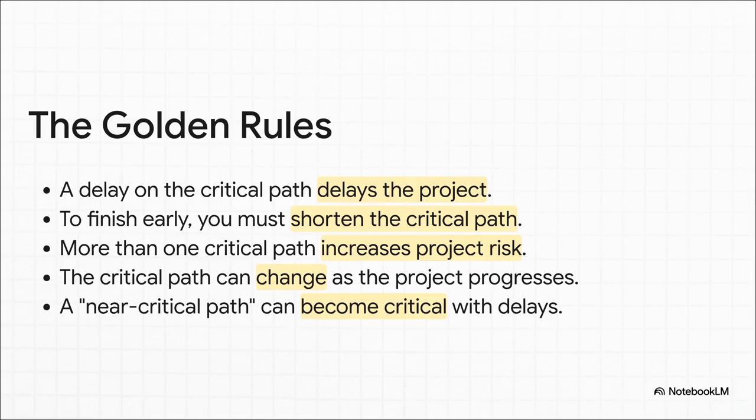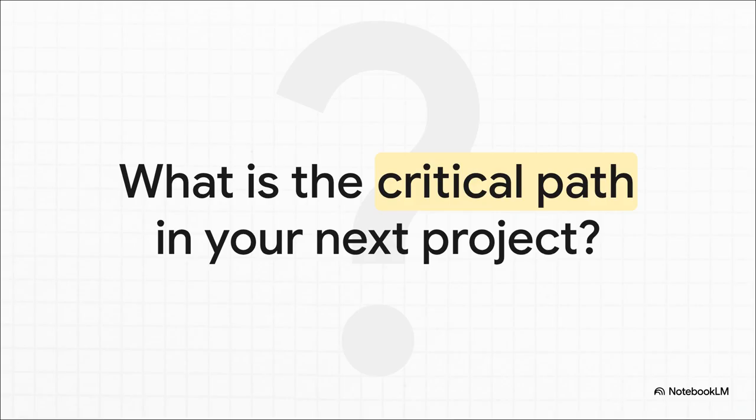3. Yes, a project can have more than one critical path, which is risky. Now you have multiple high-wire acts to manage. 4. The path isn't set in stone. It can actually change as your project goes on. And 5. Always watch the near critical path, the next longest one, because just a small delay there can make it the new star of the show. So now you know the logic. The next time you're staring down a complex deadline, don't just make a to-do list. Map the dependencies, find that longest path of zero-float tasks, and you'll know exactly where to focus to bring that project home on time.